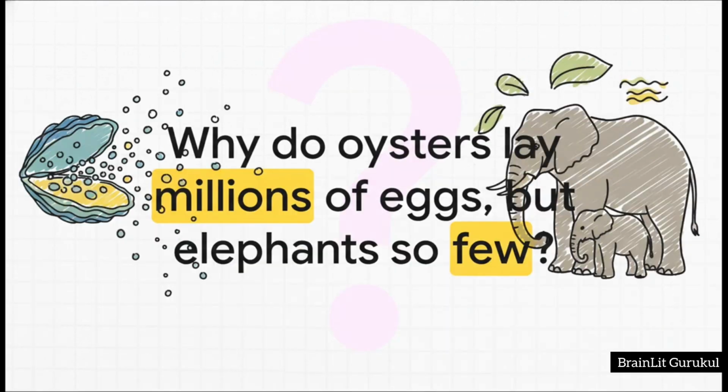And it all really kicks off with this one simple question that makes you think. Why in the world does an oyster throw millions of eggs out into the ocean, just hoping for the best, while an elephant pours years and years of care into just one baby? The answer to that question reveals two totally different, but equally successful approaches to life on this planet.